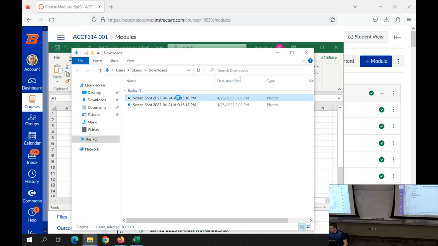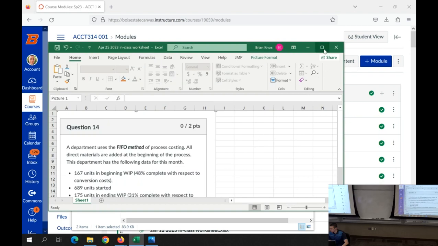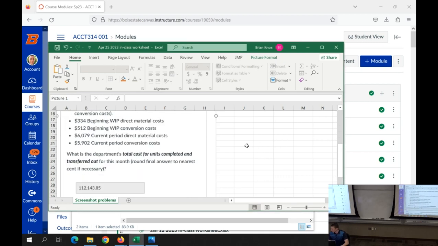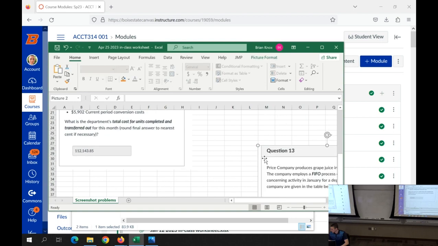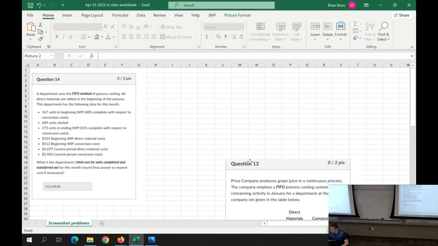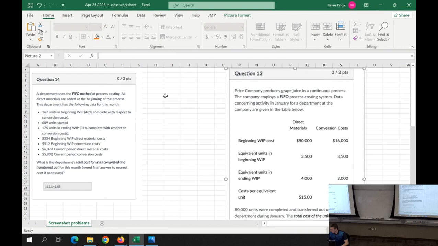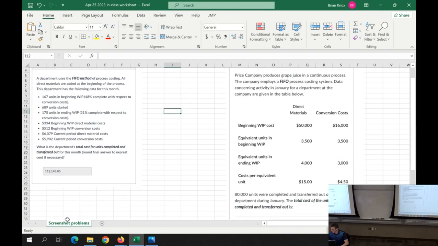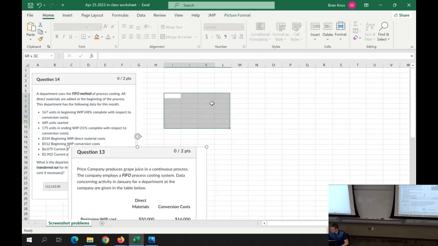So let's go over these two problems. And I'll even see if I can put them into Excel. These are called screenshot problems. We'll work on those first. Shrink a little bit. Maximize. All right, I don't know how much space I'm going to have to use. I'll work out this side of it.